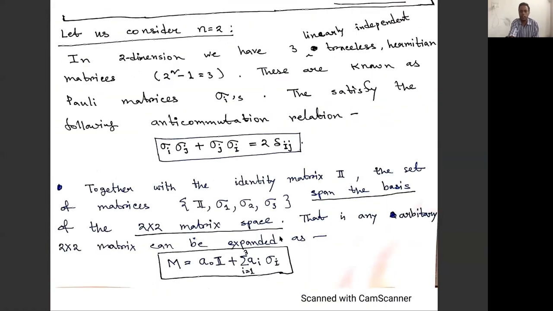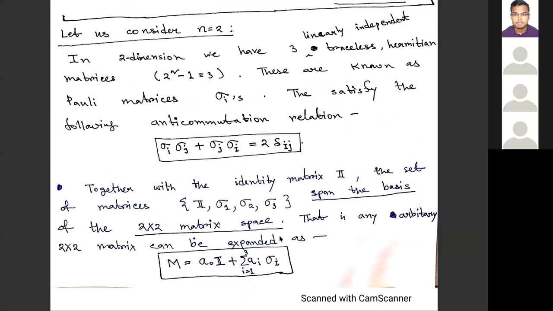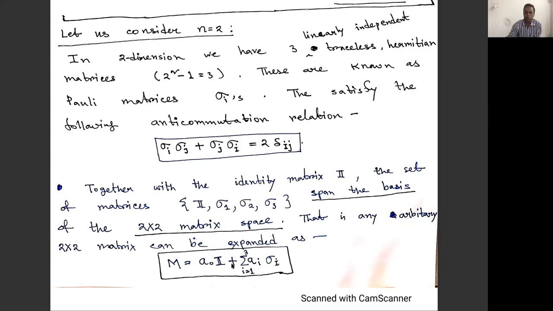So this is true in any dimension. If you take into account all the traceless Hermitian matrices and the identity matrix, they can be taken as the basis vectors. Any arbitrary matrix you can write in terms of these basis vectors, multiplied by some coefficients. Okay, so these are some coefficients. Given the matrix, this coefficient can be determined.